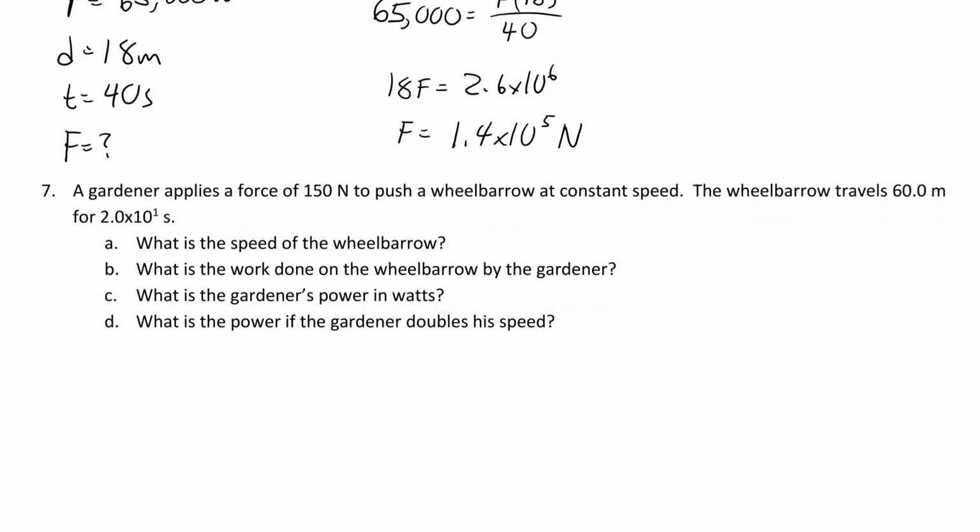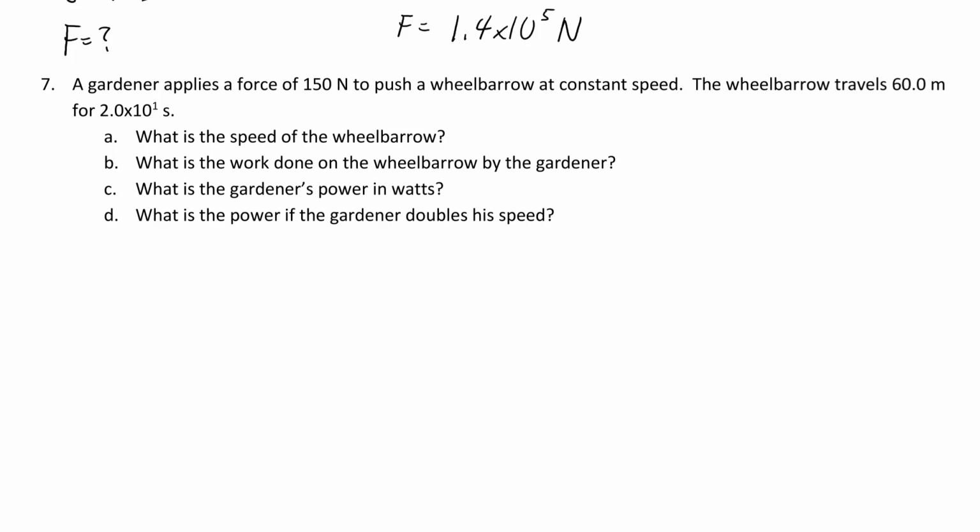Okay, number 7 says a gardener applies a force of 150 newtons to push a wheelbarrow at constant speed. The wheelbarrow travels 60 meters in 20 seconds. What is the speed of the wheelbarrow? What is the work done? What is the gardener's power? What is the power if the gardener doubles his speed? Interesting. All right, so let's write down, we could make a free body diagram if we wanted to.